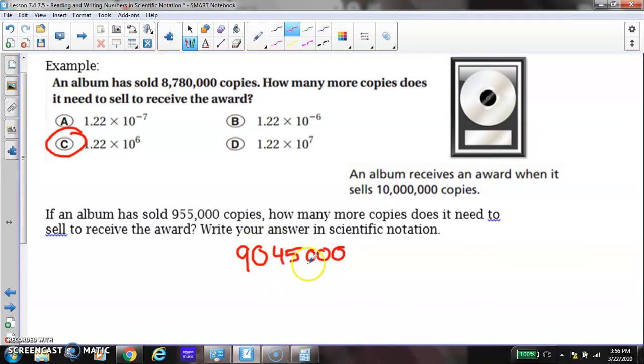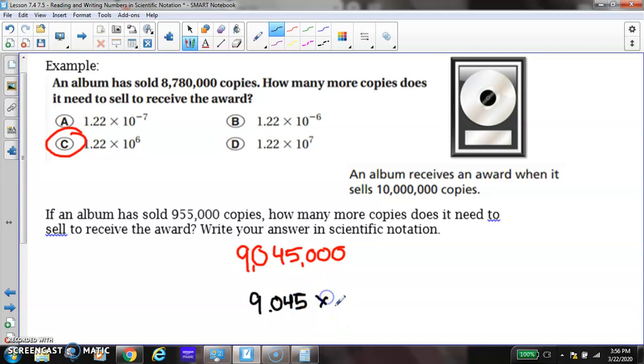But remember, that is standard form. So I want to make sure that I get this 9,045,000 in scientific notation. So remember, I've got to get my decimal point in between the 9 and the 0. But I have to include the 4 and the 5 because I want to make sure if I were to type this in my calculator, I'd get the same thing back.